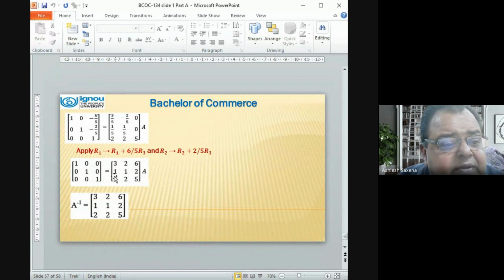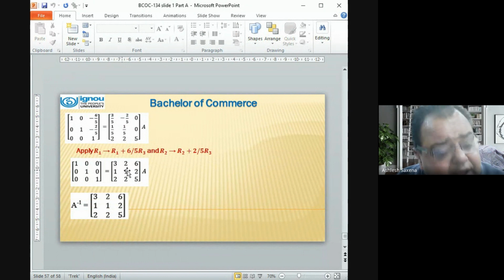And here you will get this. Whatever you get over here, if you remember, I told you A into A inverse is equal to identity matrix, or A inverse into A is an identity matrix. So that means this is your inverse. This is identity of order 3. This is your original matrix A, when it is multiplied by any matrix and the product is equal to the identity matrix, this matrix is the inverse. Straight away you can write this is the inverse.